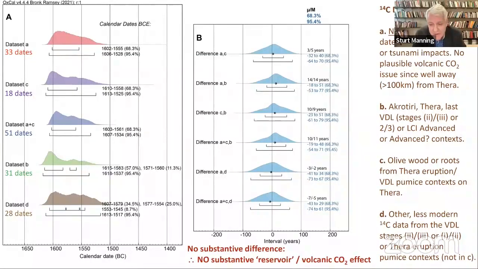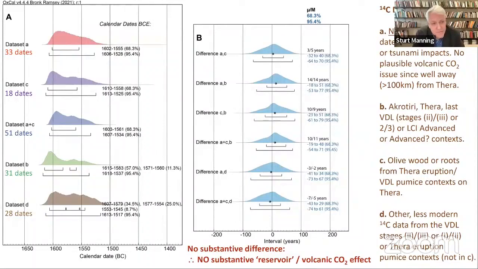And finally, we have quite a lot of other data which were run in the period from the 1960s onwards. People dated the Thera eruption based at Akrotiri and elsewhere, and we can compare those data, even though they're much older and less precise and maybe less high quality, and consider whether they're different.